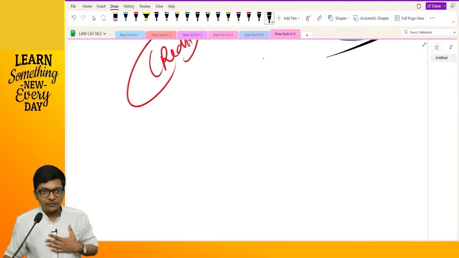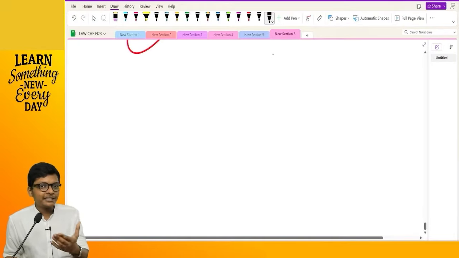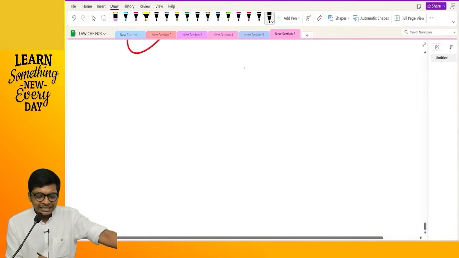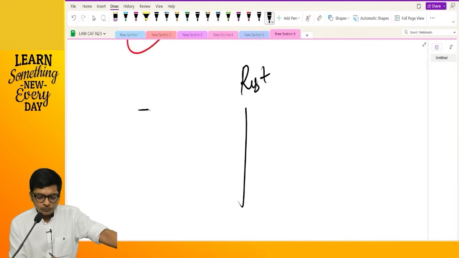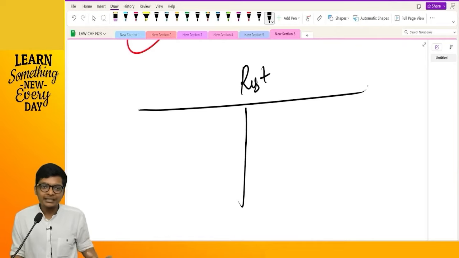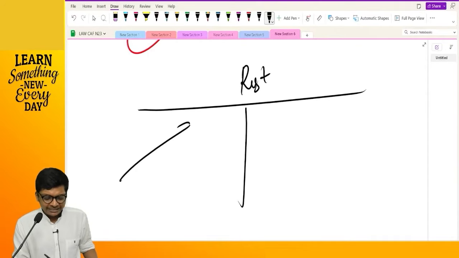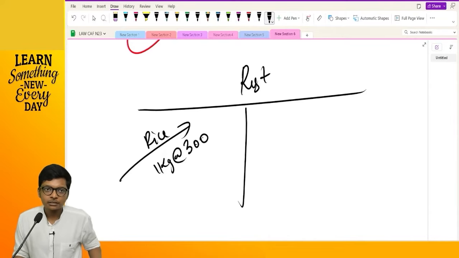Again, this is a concept for later, but let me tell you the basics of what's needed for the sum. Let's take a restaurant. I'm teaching you what is credit, guys. Restaurant purchased rice, 1 kg rice, for 300 rupees.